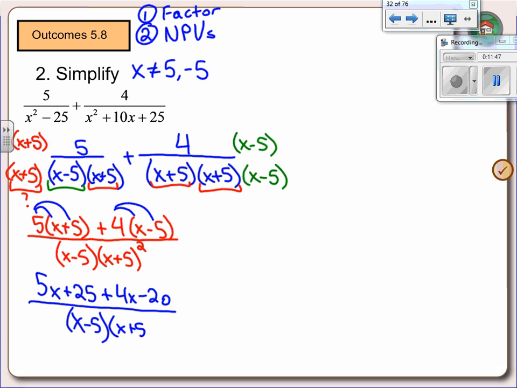Your last step is going to be to combine your like terms so that you have 9x plus 5, all divided by x minus 5, x plus 5 squared. That is your final answer.